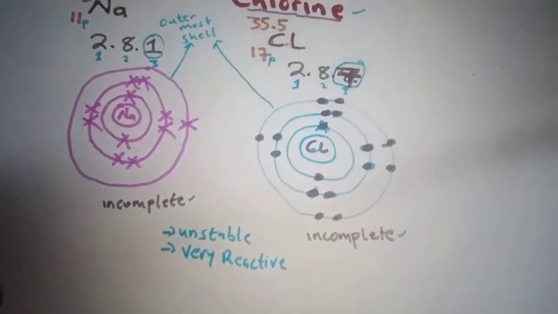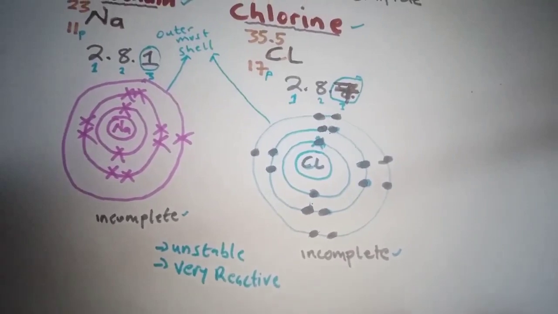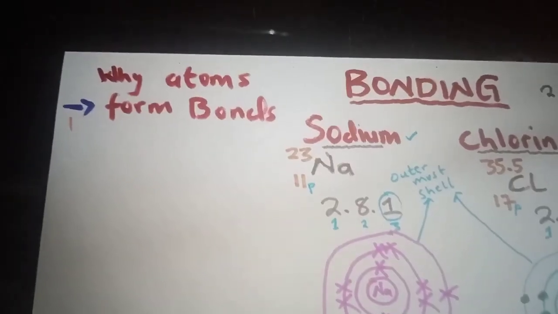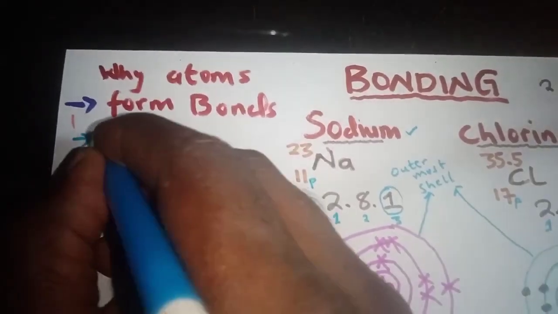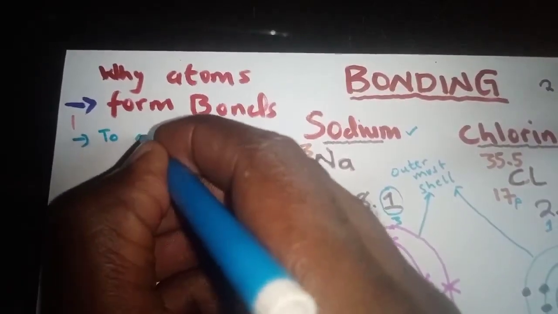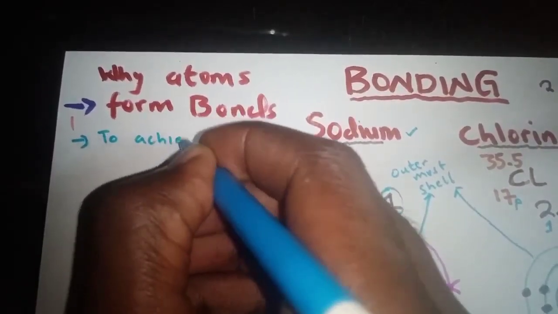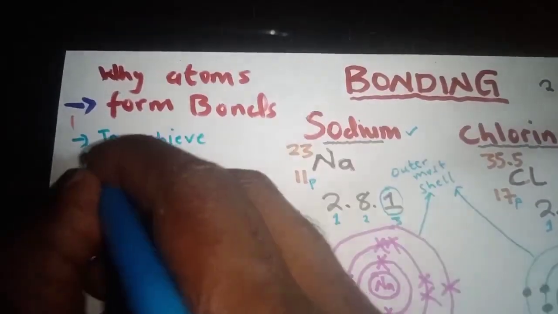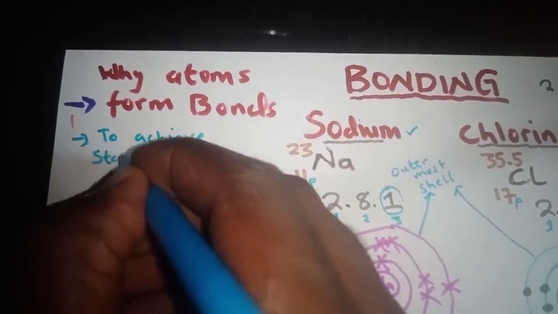So why do atoms form bonds? Why do atoms form bonds? It is to achieve stability. Number 1, to achieve stability.